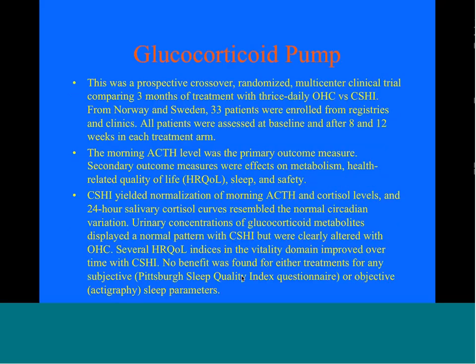It was a crossover randomized multi-center trial, meaning that each person got both treatments, comparing oral hydrocortisone three times a day versus continuous subcutaneous hydrocortisone. It was from Norway and Sweden. 33 patients were enrolled from registries and clinics, and all patients were assessed at baseline and after 8 and 12 weeks of each treatment arm. They used ACTH levels as the primary endpoint, which has some problems, as in general you don't want to normalize ACTH. They also looked at effects on metabolism, health-related quality of life surveys, sleep, and safety.